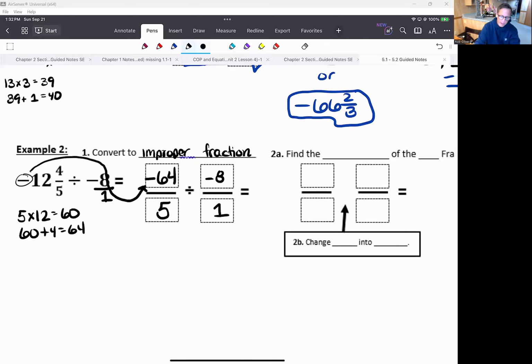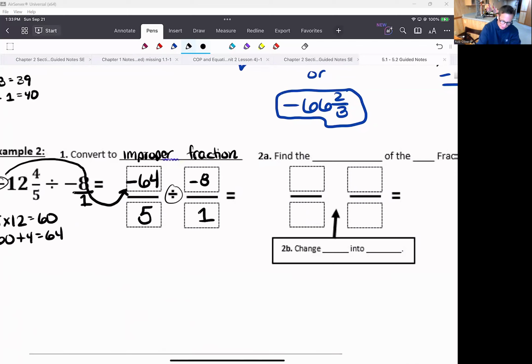Now, nothing has been flipped yet. This is a division problem, so we are going to flip. We're going to keep the first fraction the way it is, change division into multiplication, and flip negative 8 over 1 into negative 1/8.